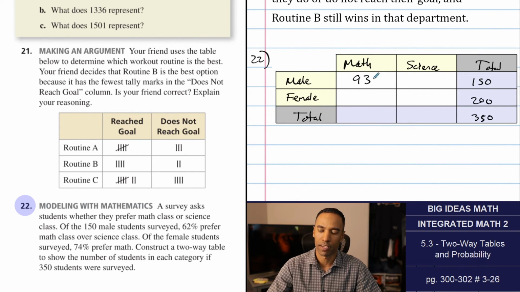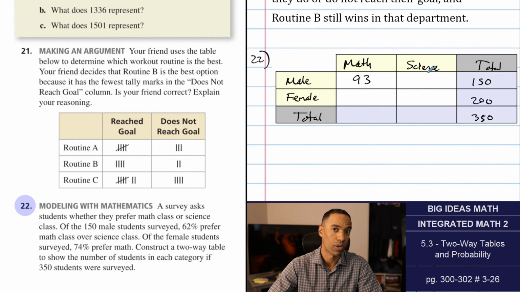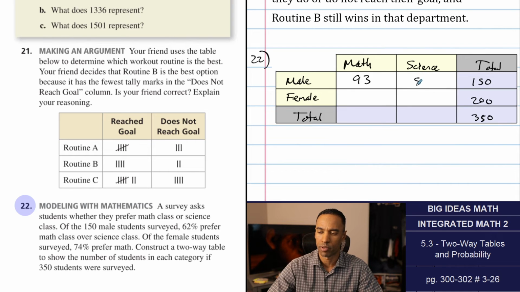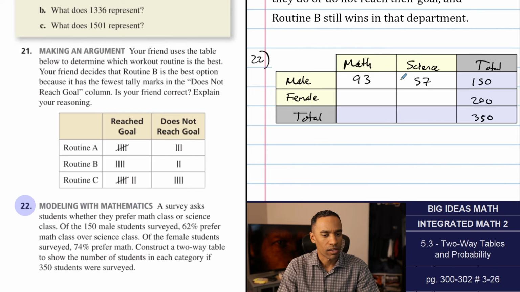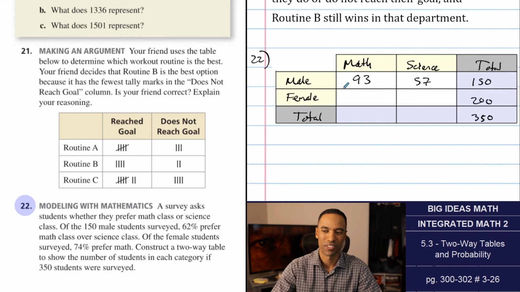Based on that, I can figure out how many preferred science. You could also take 38% of 150, but 150 minus 93 is going to be 57. So there's that. Of the female students, 74% prefer math. So I like that math is preferred over science here. That's good on the math book to actually show some bias, which is nice. 74% of 200. Now we should also know 74% of 200 is 148. So that's 148, and then in this case, that would be 52.